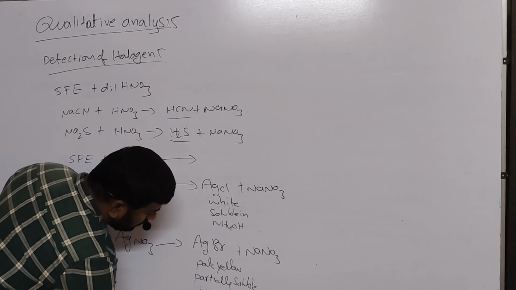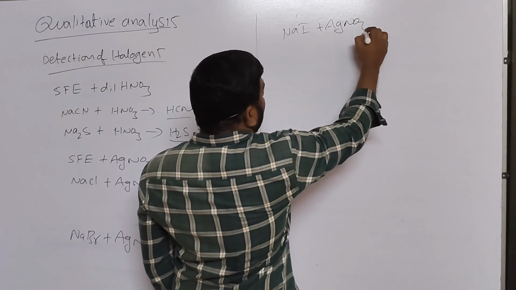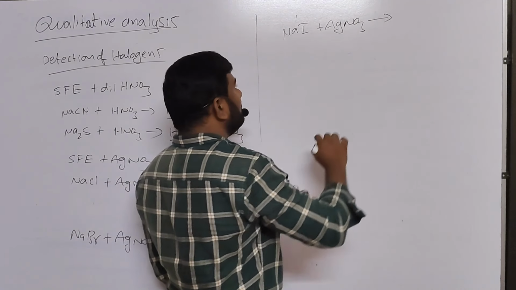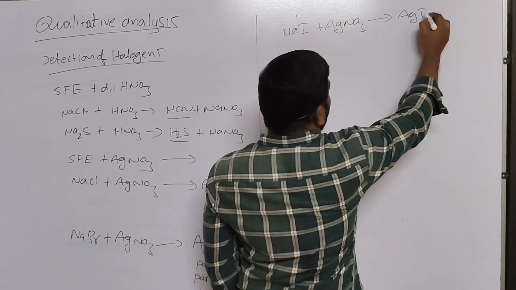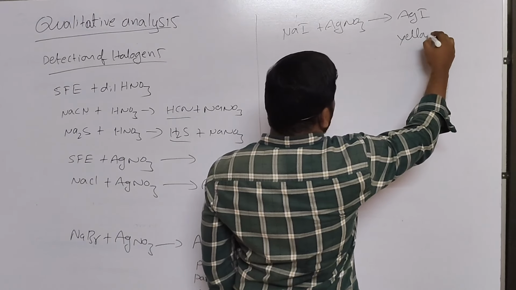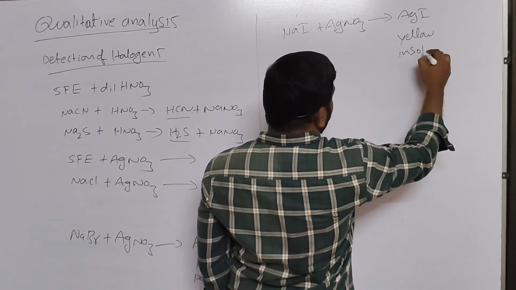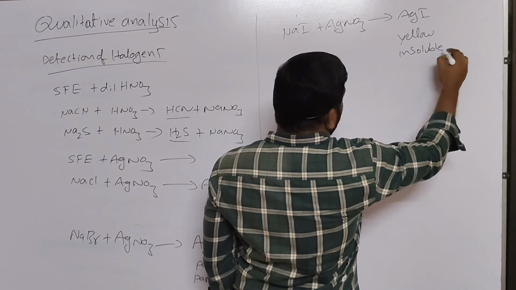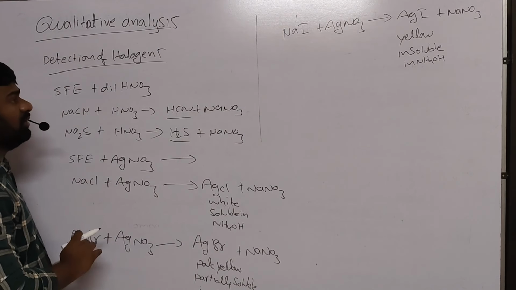Similarly, if iodine is present, the sodium fusion extract contains NaI. To this, if you add AgNO3, AgI will come. And what is the color? Yellow. It is insoluble in NH4OH. So in this way, we can identify the halogens in a given organic compound.